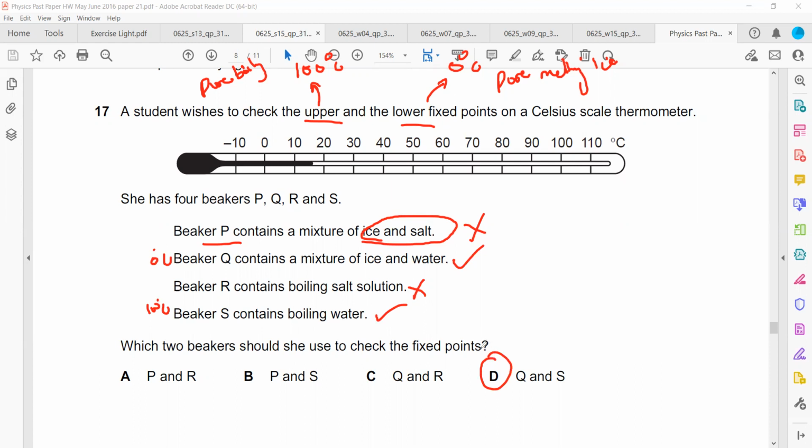So for a thermometer, the upper fixed point is the temperature of pure boiling water, whereas the lower fixed point is the temperature of pure melting ice. And it is always fixed, it never changes. Whenever you want to mark upper and lower fixed point, you mark in this manner.